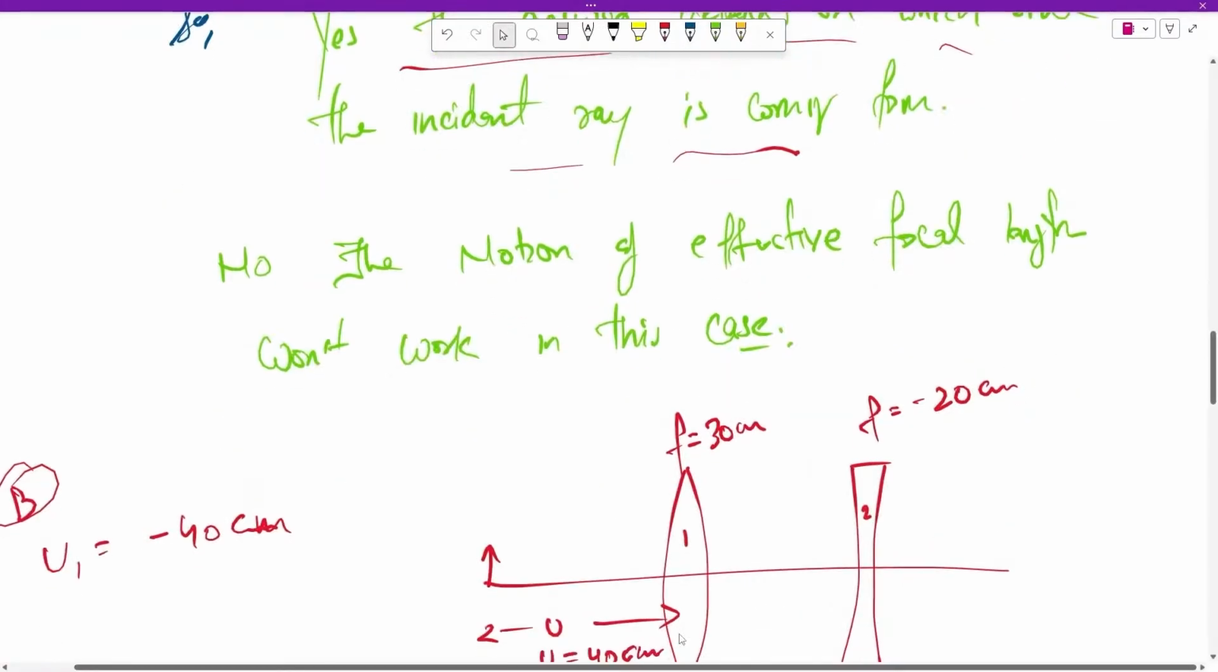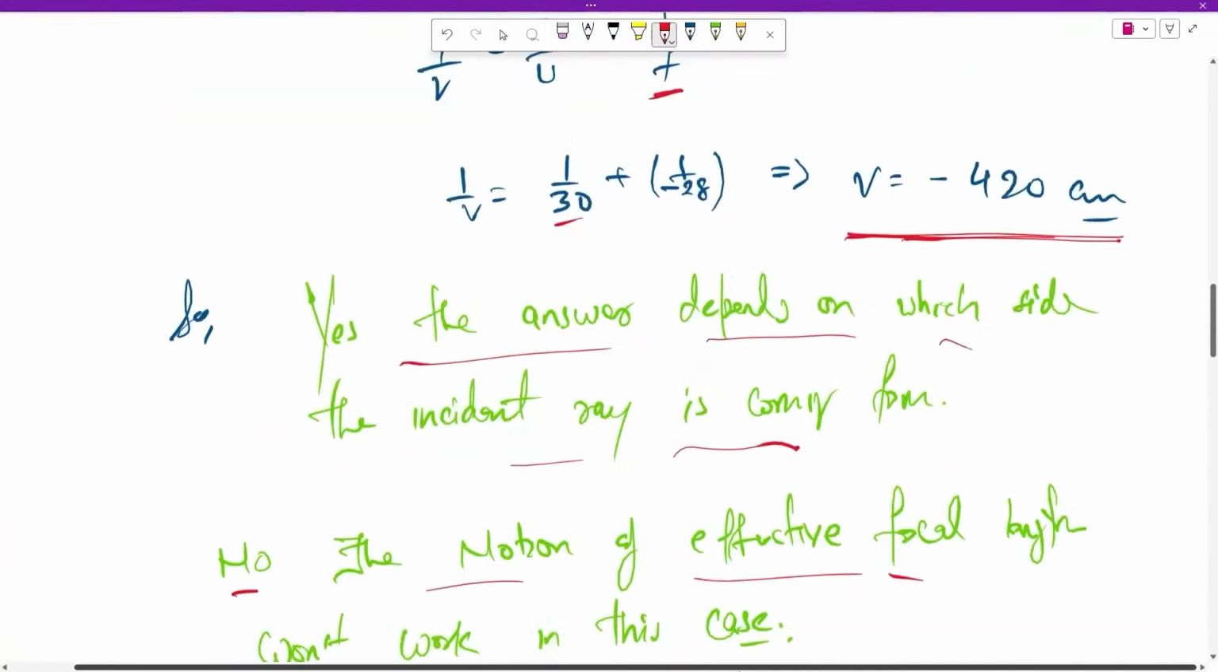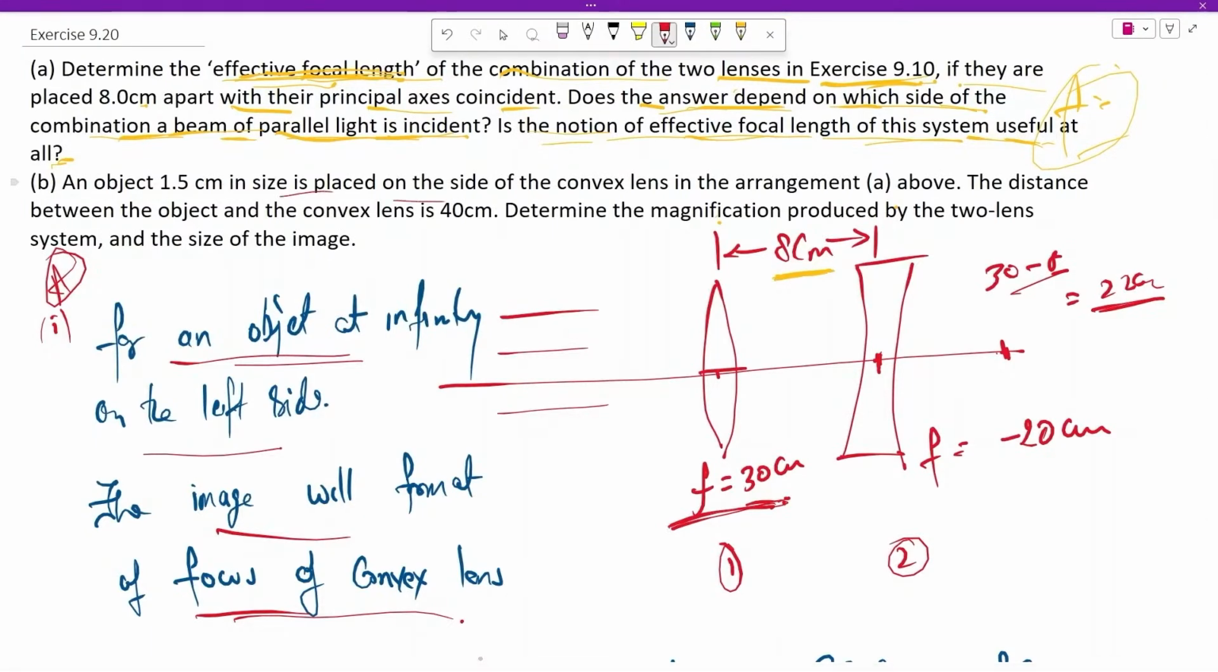And we can also comment that no, the notion of effective focal length won't work in this case, because there can't be an f effective, as the image position is varying depending upon which side or which lens is receiving the first incident rays. Now the second question asked: an object of 1.5 centimeter is placed on the side of the convex lens in arrangement A above. The distance between the object and the convex lens is 40 centimeter. Determine the magnification produced by the two lens system and the size of the image.